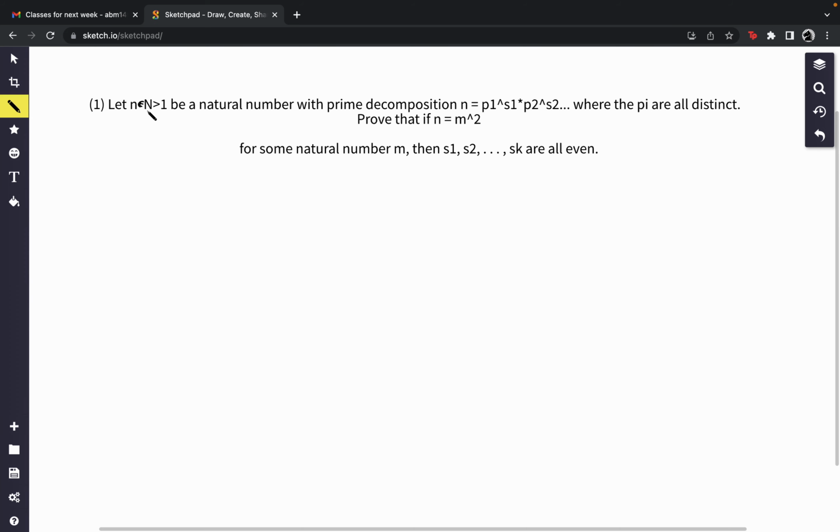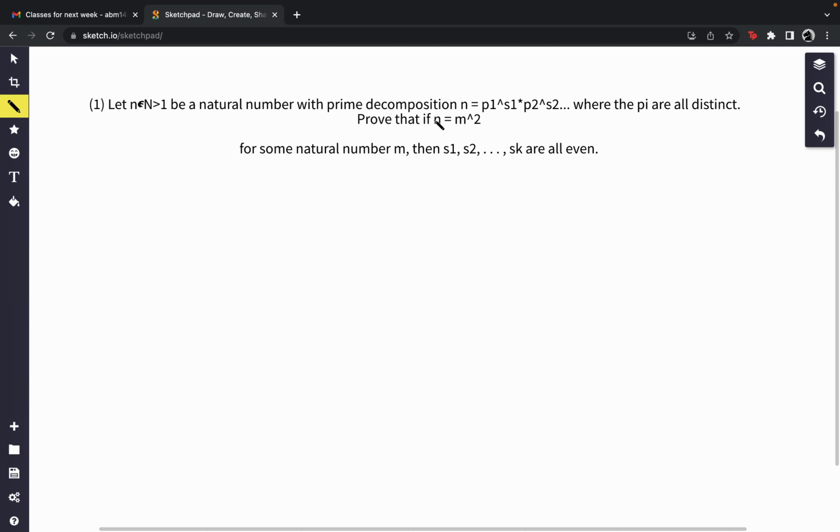So this first one, we have a natural number n that's in the set of natural numbers greater than 1. And it has a prime decomposition of this form, where n is equal to some prime to a power times another prime to another power, and so on, where all the p_i, meaning p1, p2, p3, are all distinct, which makes sense because they're all being raised to whatever power they have. So if p1 and p2 are the same, then we would just add s1 and s2 together and make it into one term. There's no reason to have the same p_i more than once.